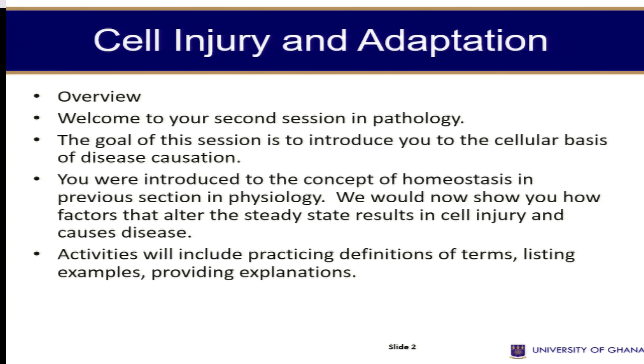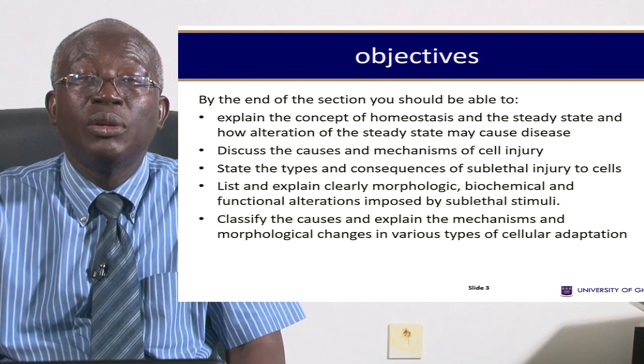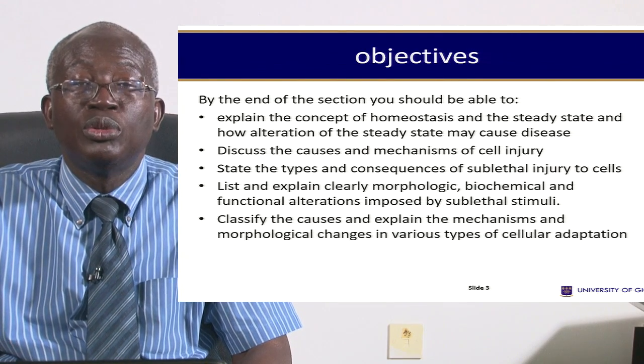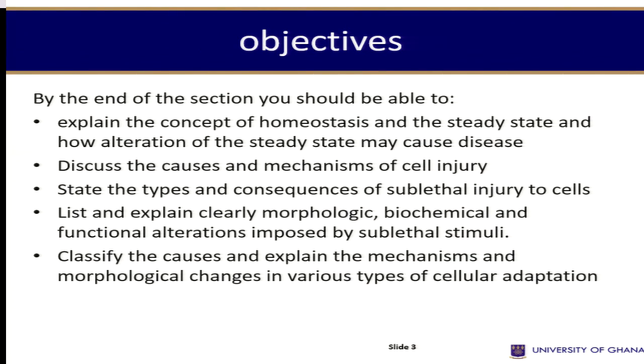You will be practicing definitions and terms, listing examples, and providing explanations of the terms we will meet in this session. By the end of this session, you should be able to explain the concept of homeostasis and the steady state, and how alteration in the steady state will cause disease. Discuss the causes and mechanisms of cell injury. State the types and consequences of sublethal injury to cells, and explain the morphologic and other findings and the mechanisms by which cells adapt to injury.